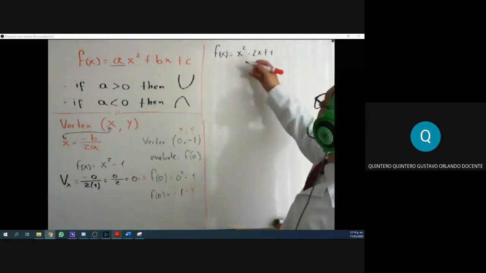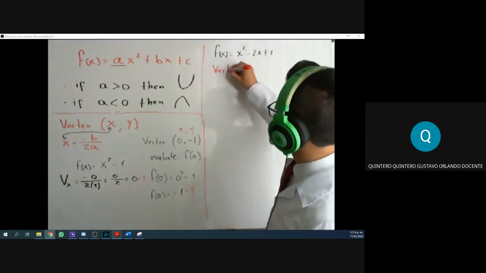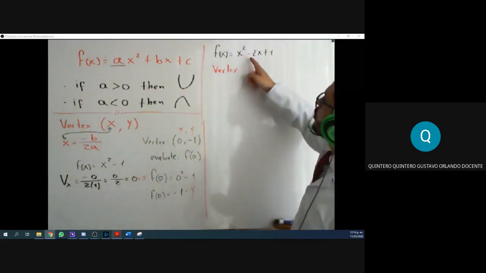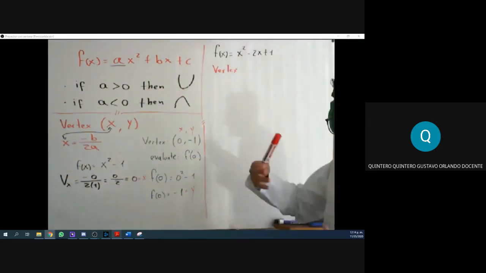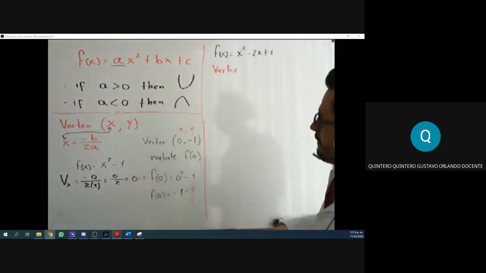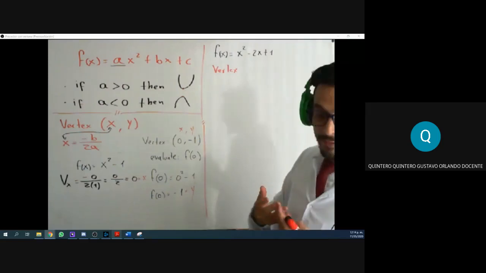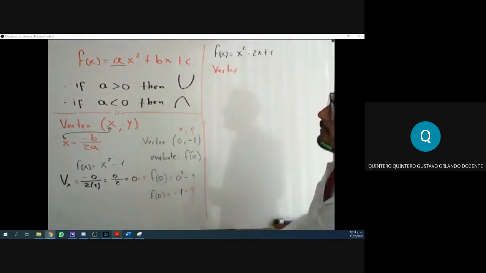All right, we're gonna find the vertex of the function f of x equals x squared minus 2x plus 1. That is the parabola. We have a parabola, something like this or something like this. Now, we want to find the vertex, right? How do we find the vertex?